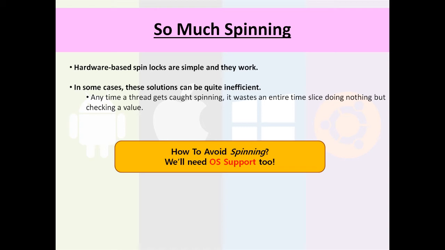Cool. So hardware-based spin locks are quite simple to implement, and they do work in terms of fairness and mutual exclusion, and performance is not too bad as well. However, in some cases these solutions can be inefficient. Anytime a thread gets caught spinning, it basically wastes an entire time slice doing nothing but checking a value. So how do we avoid spinning? Well, we'll need operating system support to do so. So in terms of really efficient locks, we need both hardware support as well as operating system support.